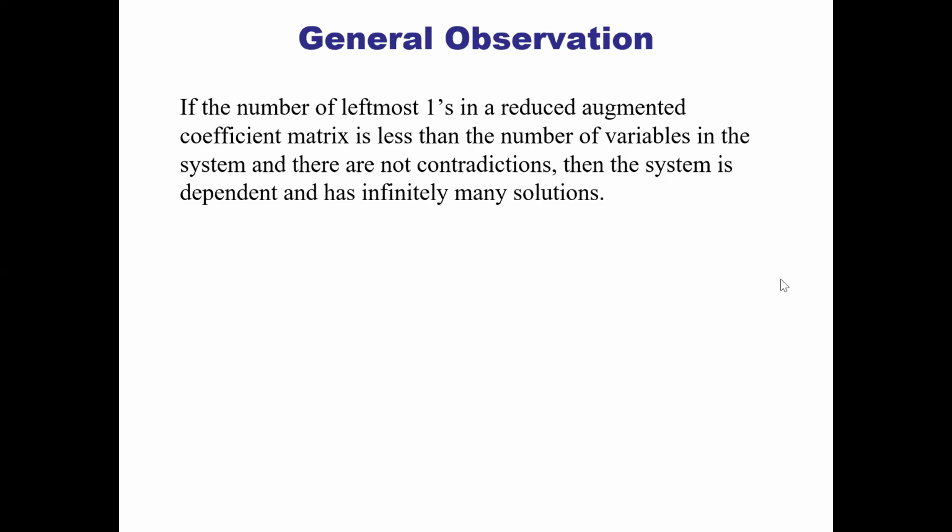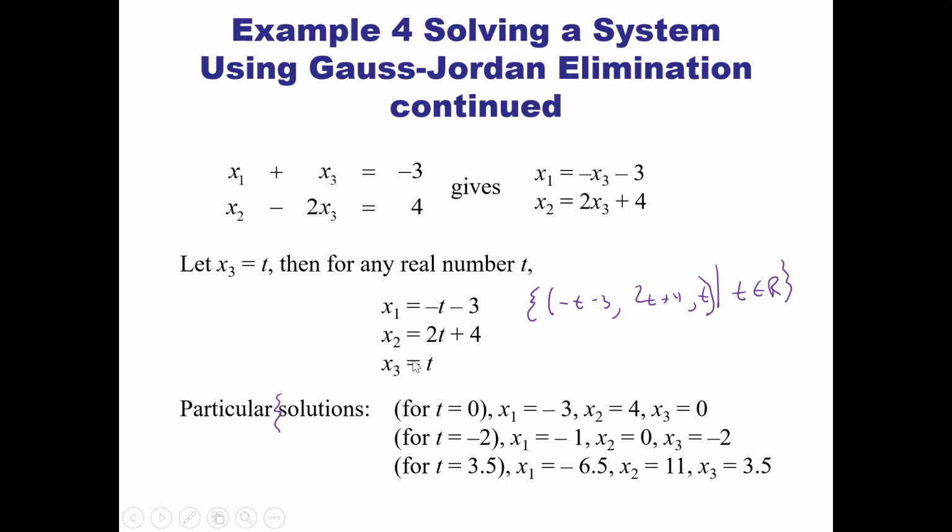All right, so here's some general observation. If the number of leftmost ones in a reduced augmented coefficient matrix is less than the number of variables in a system, and there are no contradictions, then the system is dependent and has infinitely many solutions. And so that's kind of what we saw back here.